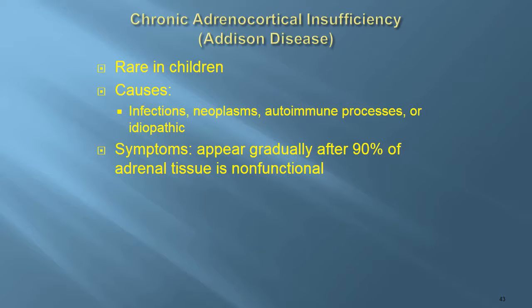Chronic adrenocortical insufficiency, or Addison disease. This is rare in children. It may be caused by infections, neoplasms, autoimmune processes, or it may be idiopathic. The symptoms appear gradually after 90% of the adrenal tissue is non-functional.